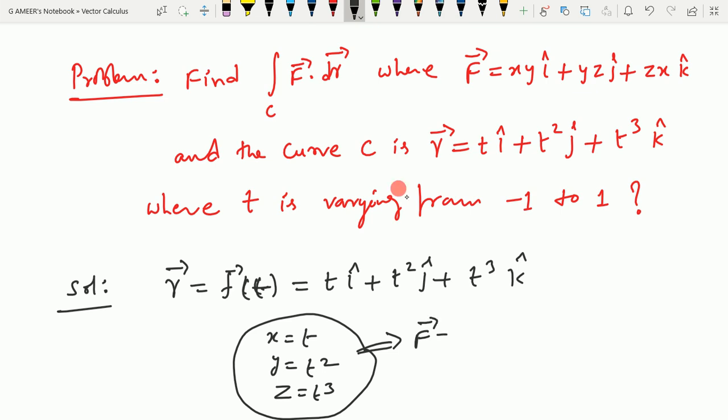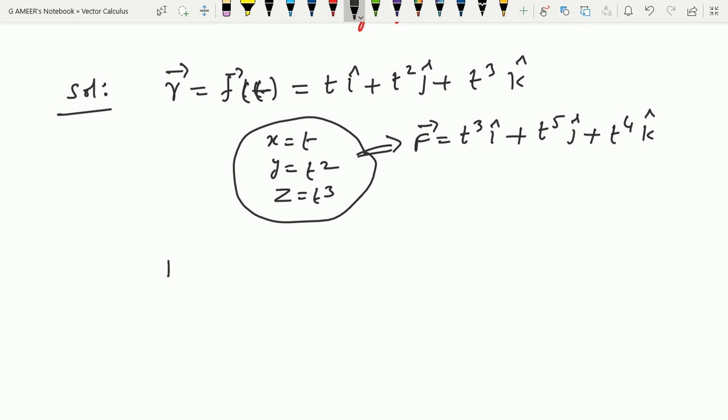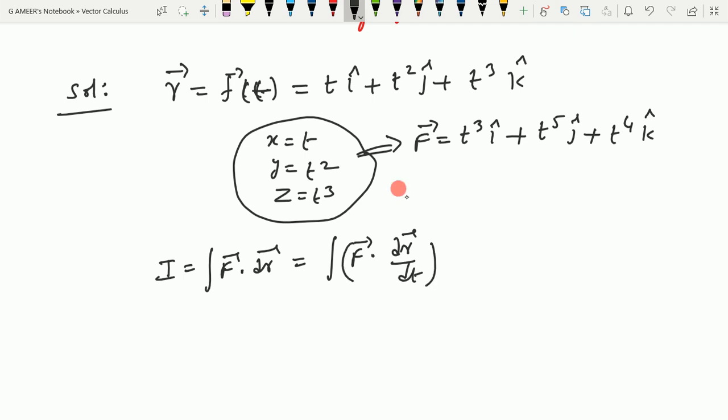So f is equal to, they have given xy, x into y, that is t cube i cap, plus y into z, that is t power 5 j cap, plus z into x, that is t power 4 into k cap. This is f. Now go for the integration. So f dot dr, that integral we need to calculate along the curve. I can write the integral of f dot dr as the integral of f dot dr by dt multiplied by dt. No problem, because r is a function of time.